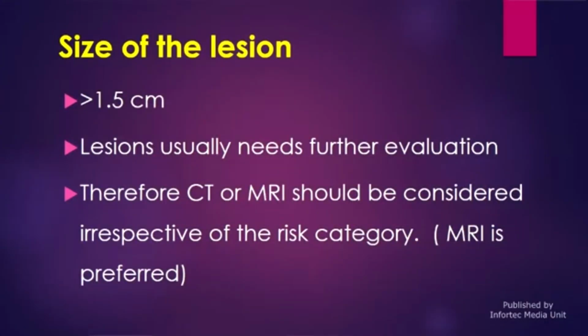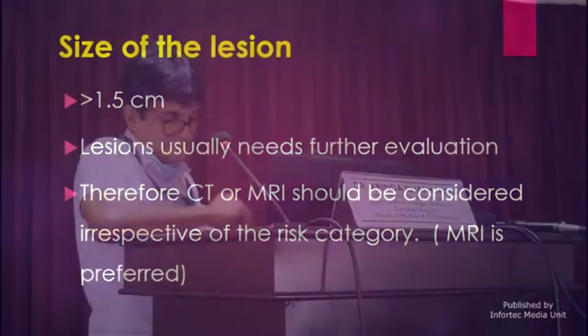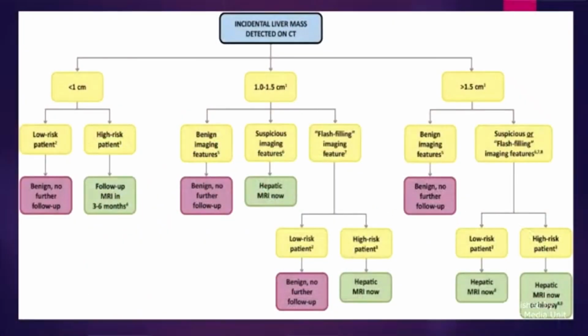For lesions more than 1.5 centimeters, irrespective of the risk category, it is better to evaluate them properly. So whatever imaging modalities you have, image them properly, preferably an MRI or a contrast enhanced CT scan, and we have to categorize these lesions. We have to confirm that it's a benign lesion, or somehow know what it actually is. We can't just ignore the lesions, right?